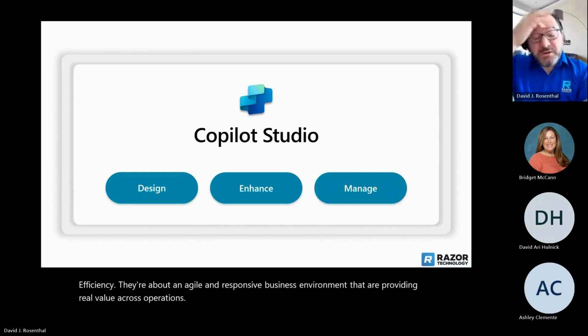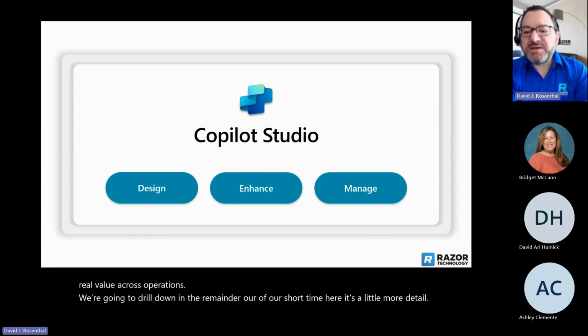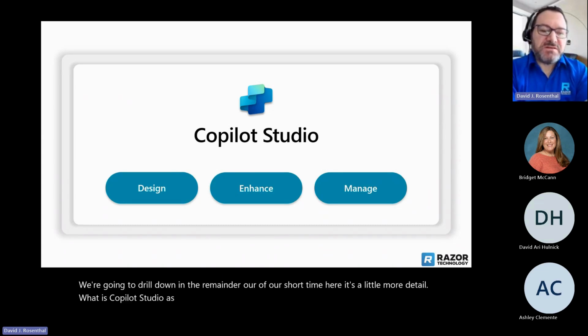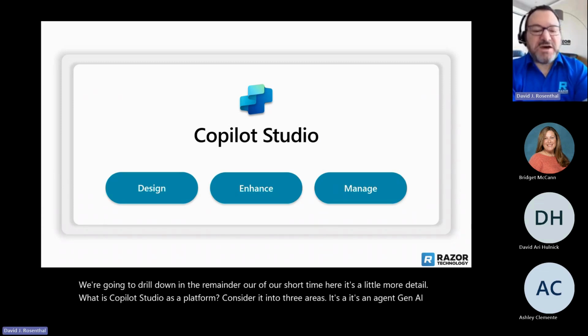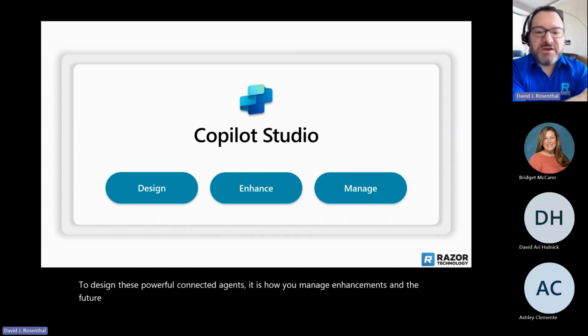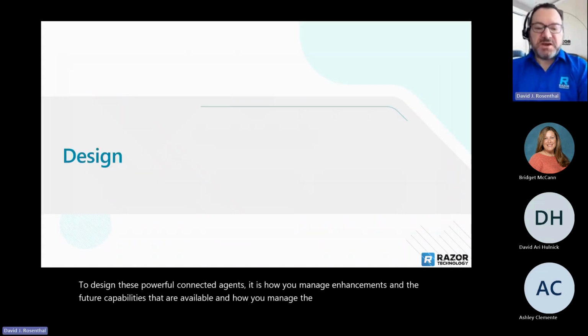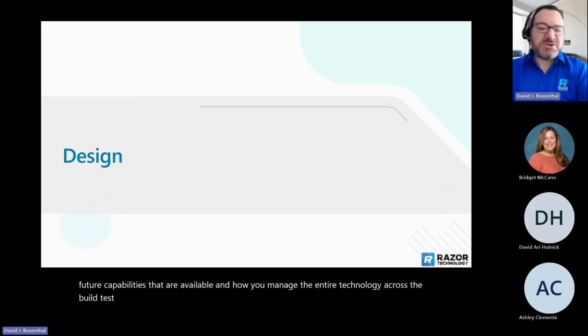So we're going to drill down in the remainder of our short time here to a little more detail. What is Copilot Studio as a platform? You can consider it into three areas. It's an agent Gen AI designer to design these powerful connected agents. It's how you manage enhancements and the future capabilities that are available, and how you manage the entire technology across the build, test, and deploy, secure, and govern process.